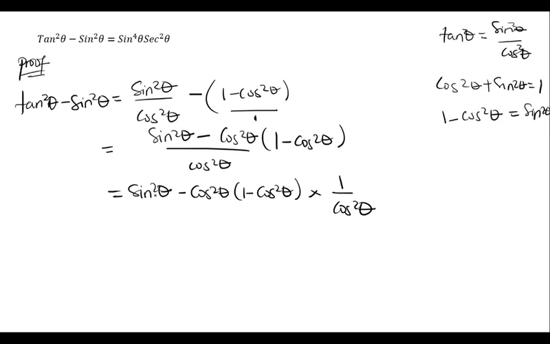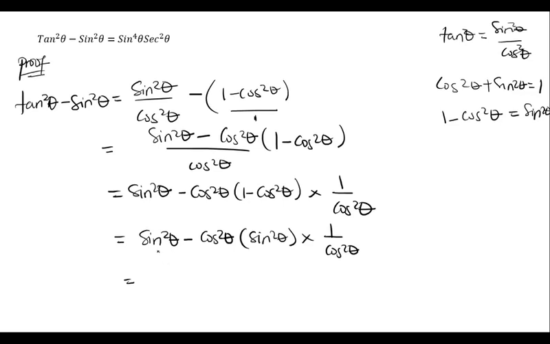Okay, so it means if we multiply everything here by this, we are going to get what we have at the top over here. So from here we can say that sine squared theta minus cos squared theta into bracket. Now we know that 1 minus cos squared theta is sine squared theta. So we have sine squared theta over here multiplied by the 1 over cos squared theta.